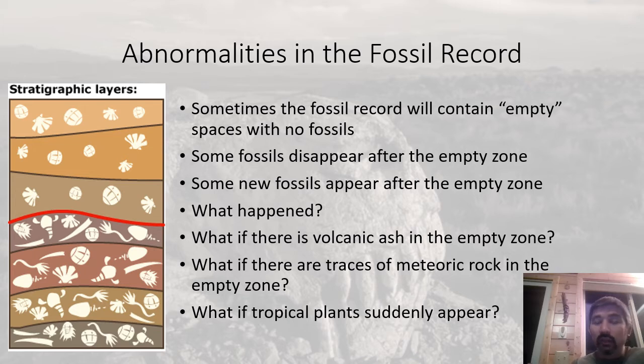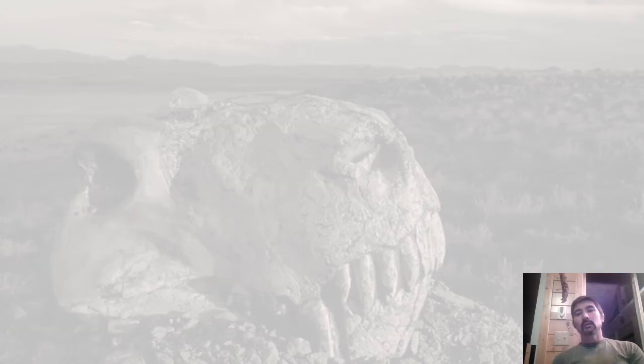If we are looking at the fossil record and suddenly in a temperate area, an area with 4 seasons, we suddenly see palm trees, then we can conclude, hey, maybe there was global warming and that caused a mass extinction. So let's go ahead and talk about mass extinctions.